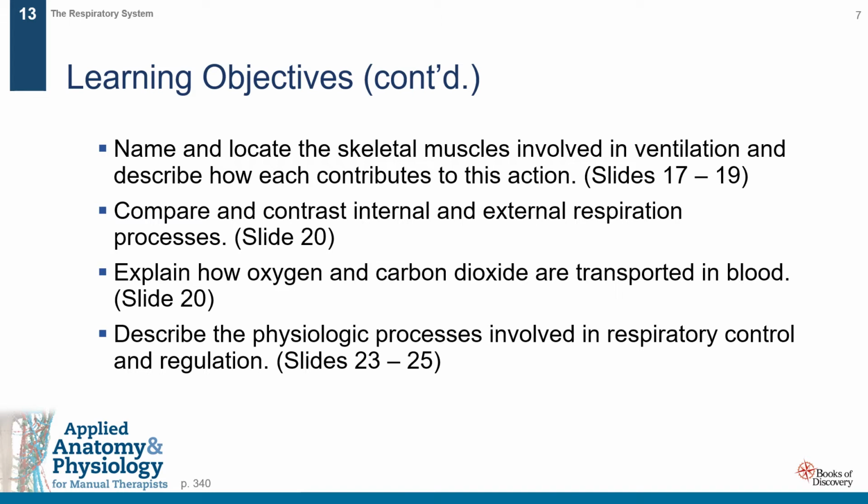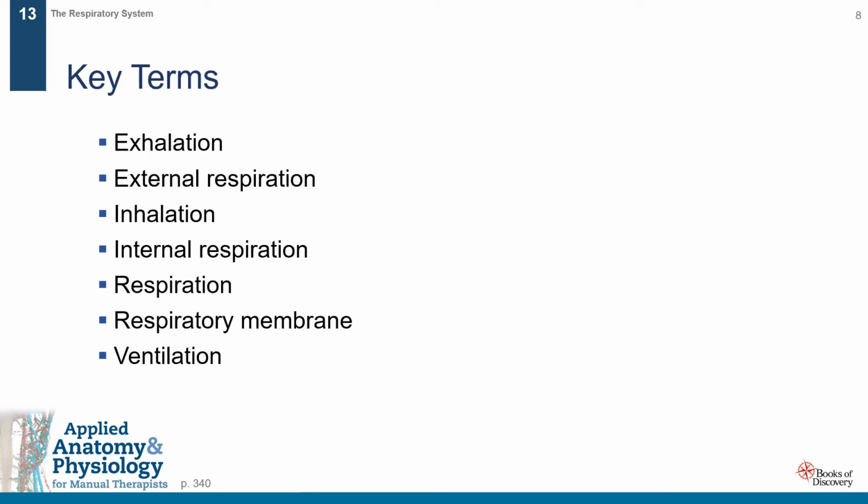Compare and contrast internal and external respiration processes. Explain how oxygen and carbon dioxide are transported in blood, and describe the physiologic processes involved in respiratory control and regulation. Here are the key terms that we will consider today: exhalation, external respiration, inhalation, internal respiration, respiration, respiratory membrane, and ventilation.